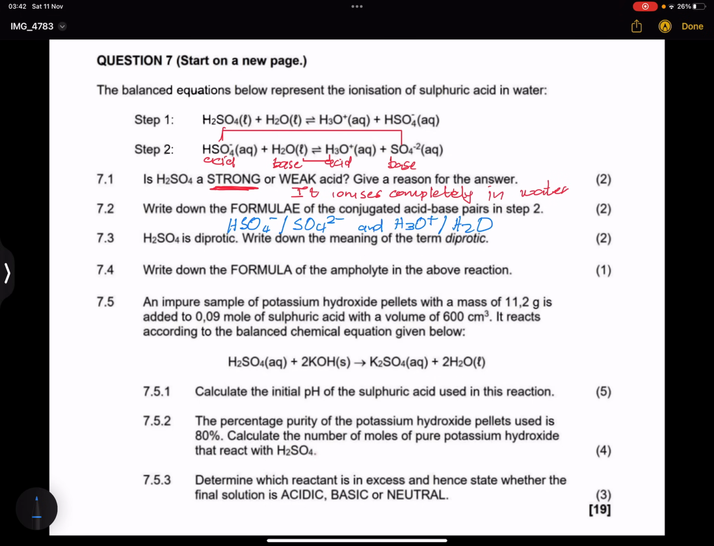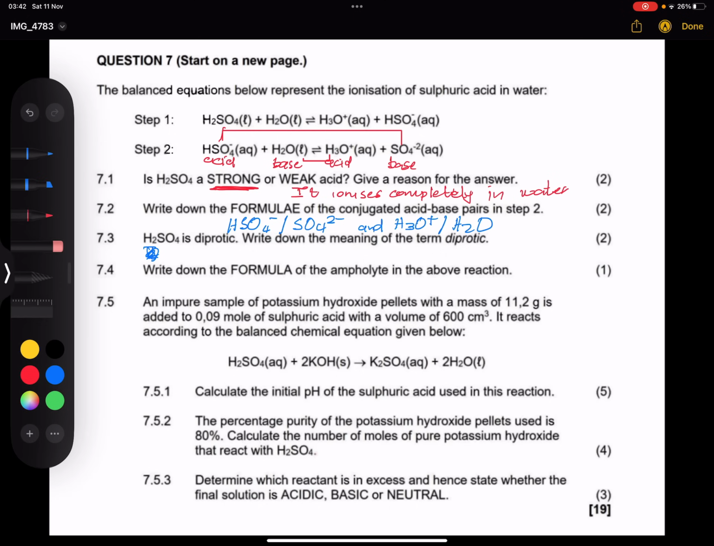All right. Now, the next question says sulfuric acid is diprotic. Write down the meaning of the term diprotic. So remember, it's able to donate. It's a substance that can give away, or that can donate 2 H plus ions. In fact, I won't write all of that down. Gives away 2 hydronium ions. So please write that in full.